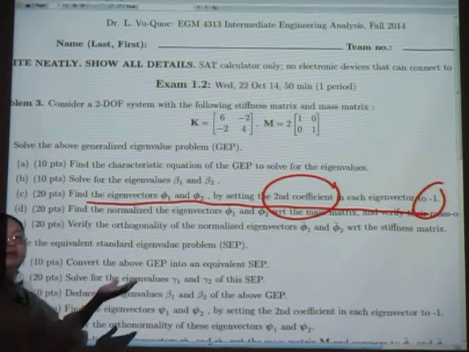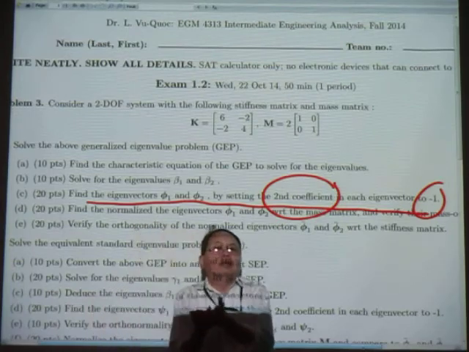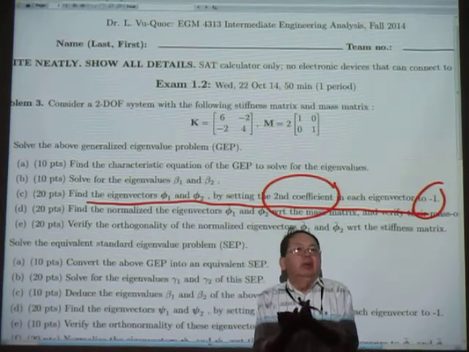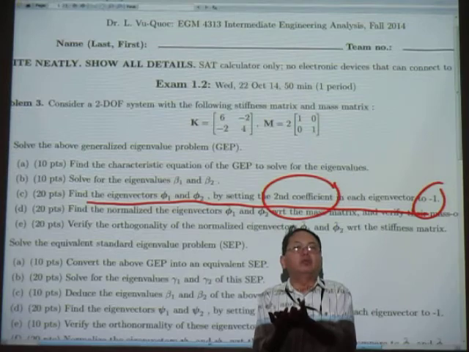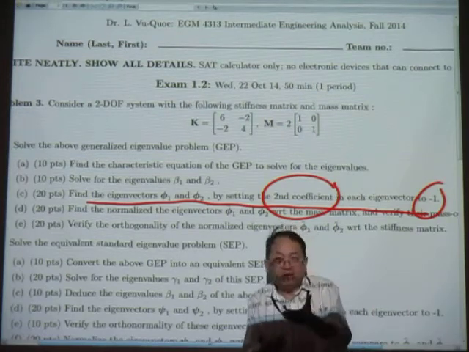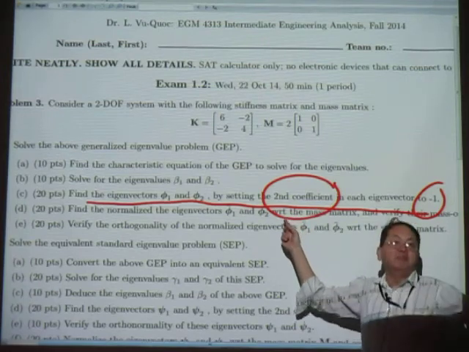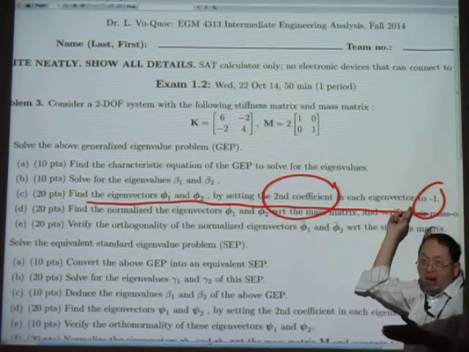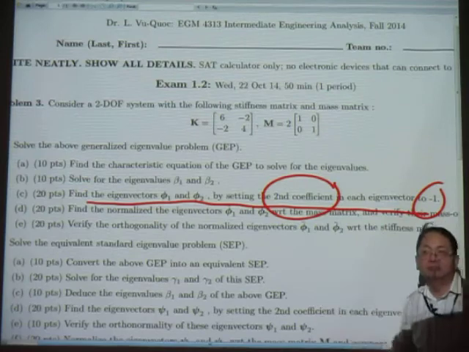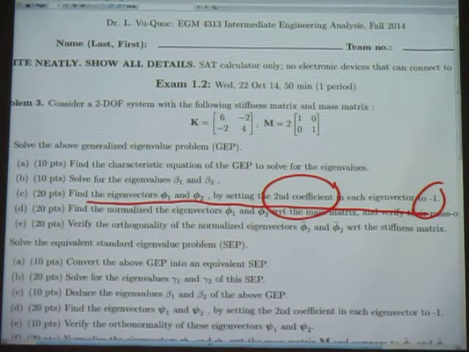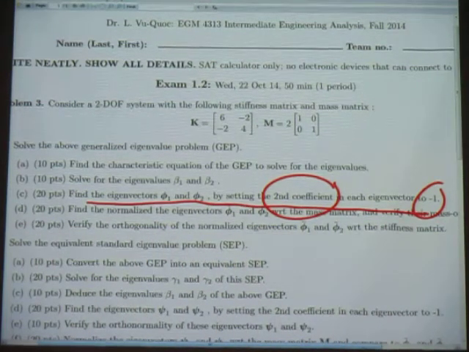Same method, but I just want to really intentionally, this is not just an exam, but an opportunity to teach, to tell you that you can select any coefficient and set it to any number. So here I chose -1. Okay? No big deal. Once you set the second coefficient to -1, you just solve for the first coefficient.